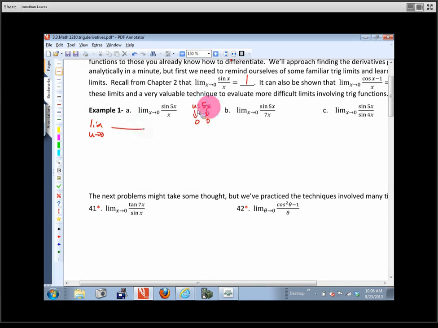Okay? And wherever there's a 5x, what can I put? I can put a u. So this is going to be the sine of u. And then in the denominator is an x.